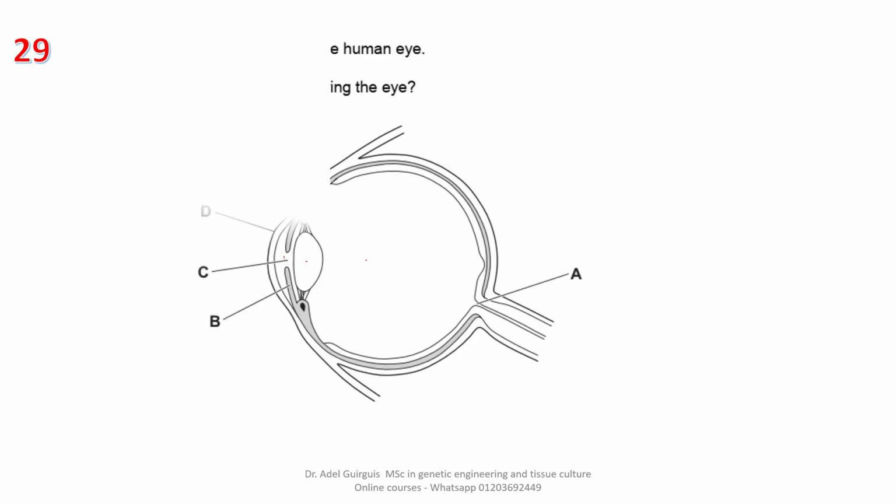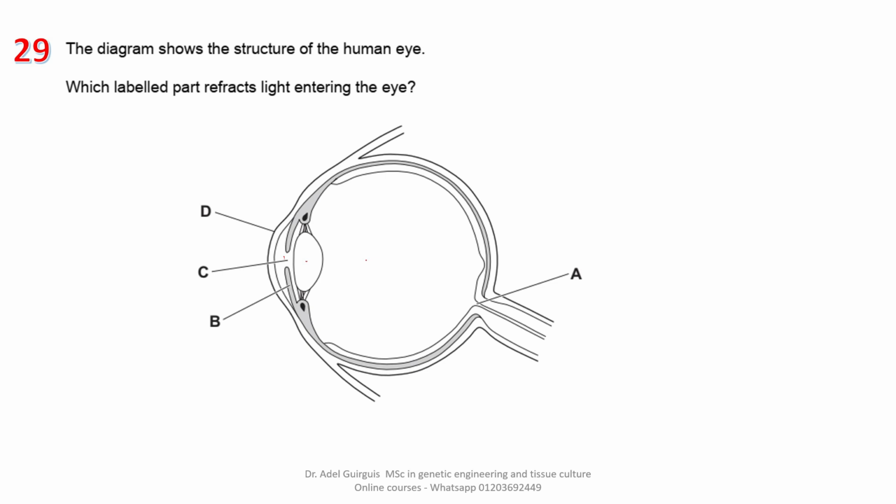29. The diagram shows the structure of the human eye. Which labeled part refracts light entering the eye? Light refraction takes place by the cornea. The cornea is in letter D, at the front. Also, light refraction takes place by certain structures in the eye, like the aqueous humor, the lens, and also the vitreous humor. All of these structures found in the eye refract light when entering the eye. But the answer here is letter D, cornea.